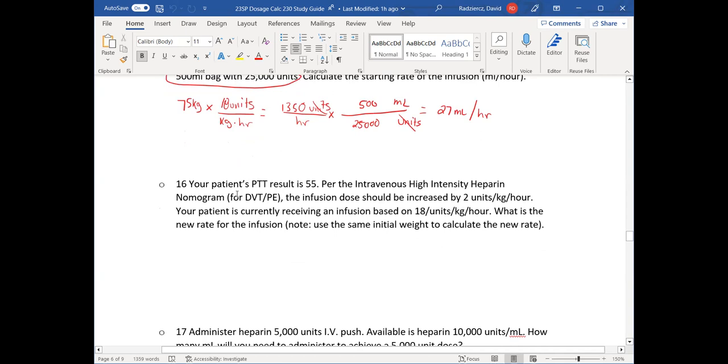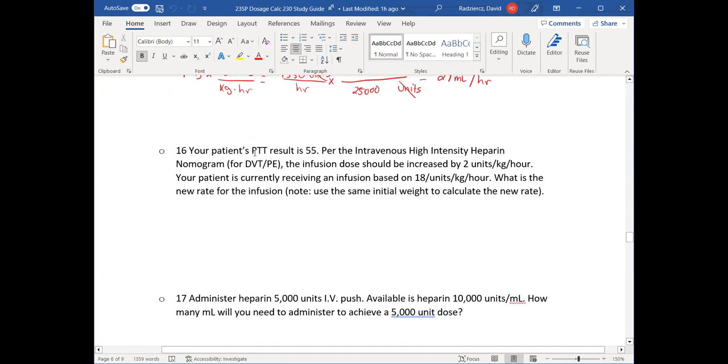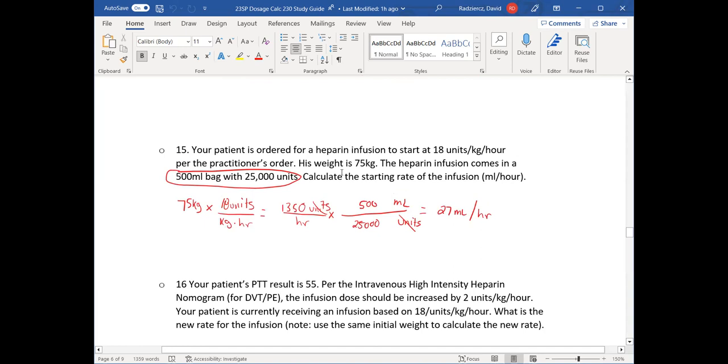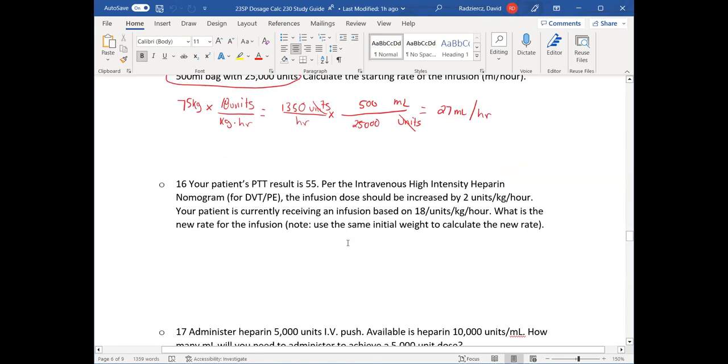For this one here, they gave you an APTT of 55, and then they told you within the context of the question what to do with that. So you're increasing by 2 units per kilogram per hour, currently receiving 18, right? So we talked about this. 18 increased by 2, so this would be 20. What is the new rate of infusion? And then it says use the same initial weight to calculate the new rate. So the initial weight is going to be the 75 kilograms. So these are just the same questions, pieced together differently.